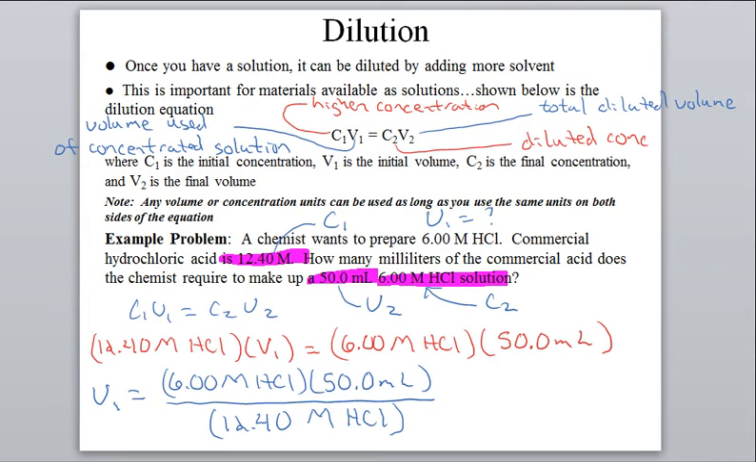After plugging in the numbers in the equation and rearranging, we have our math equation, and we need to cancel units just like any other type of problem. Molarity of HCl cancels with molarity of HCl, and we're left with milliliters. The answer is approximately 24 milliliters, 24.2 milliliters. That answer makes sense. The initial volume should be less than the total diluted volume.